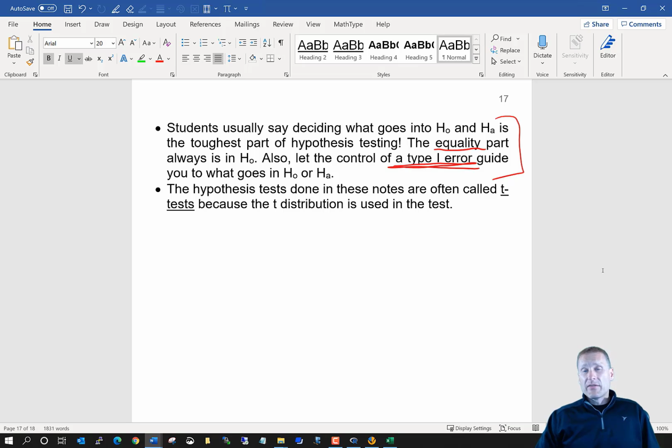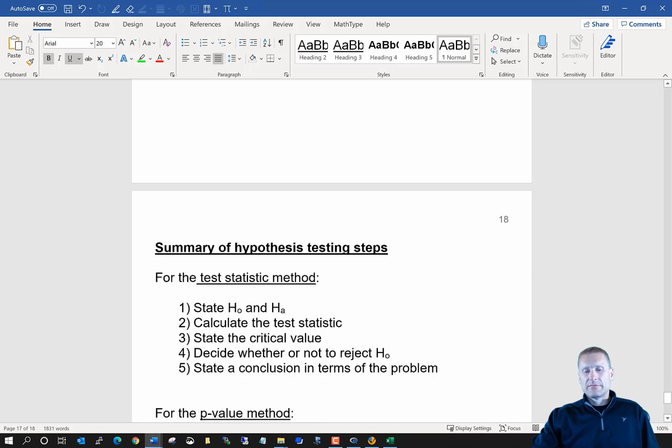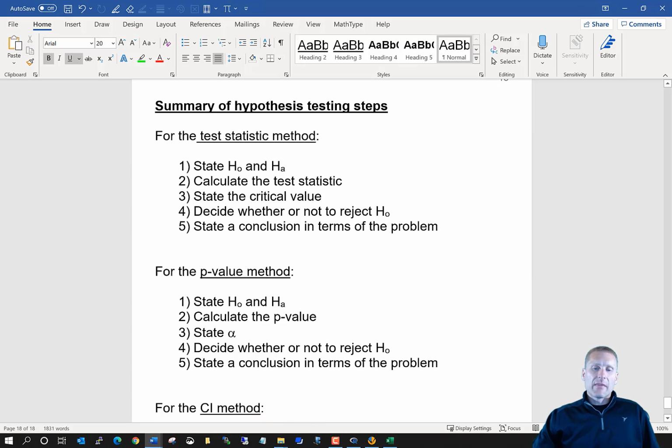These kinds of hypothesis tests that we're doing here are often called t-tests because we're using the t-distribution with them. And lastly, here's a little sheet that helps summarize the hypothesis testing steps. Please use this as needed. So then that concludes doing hypothesis tests with a one-tailed or one-sided version of the test.